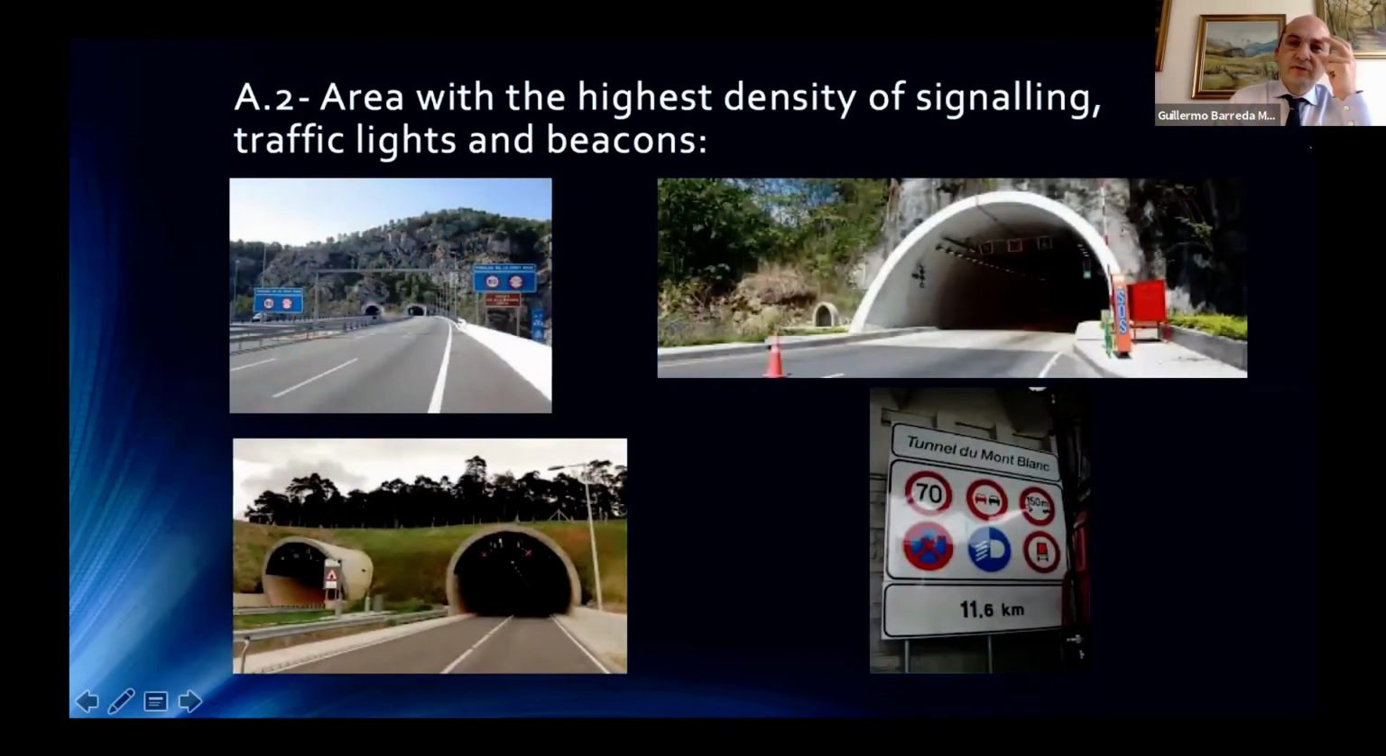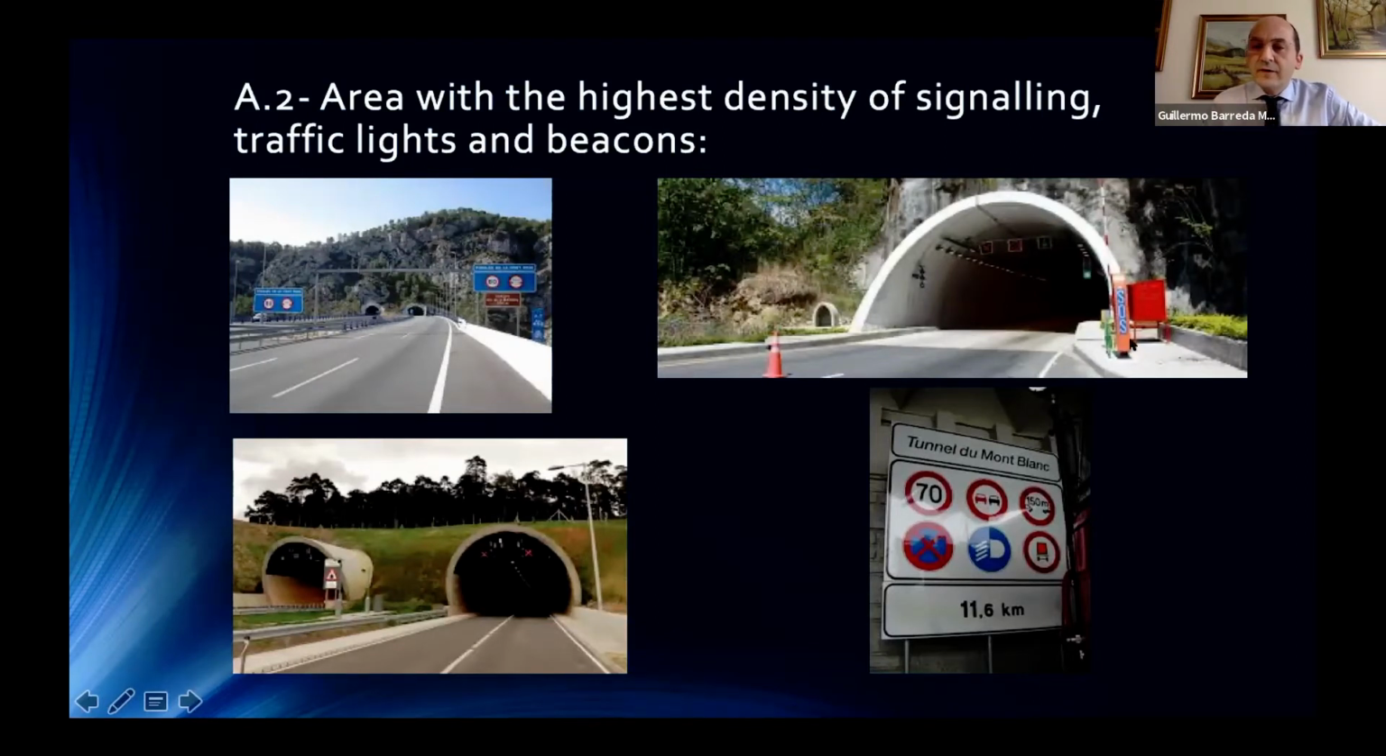It is also an area with the highest density of signaling, as I said before, the traffic lights and beacons. We can see here some signs, speed limit, safety distance before entering the tunnel, and even the name of the tunnel here, and a gantry with traffic lights. So as you can see here, the density of the signaling is very high. And also beacons, we have here more beacons.